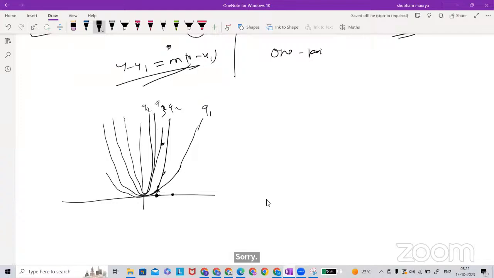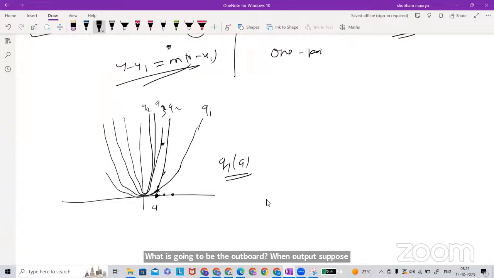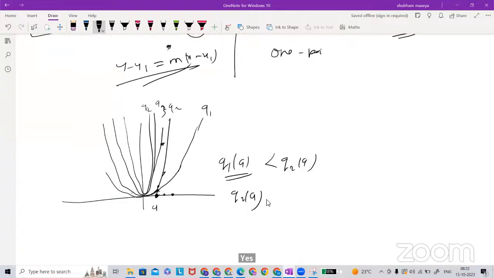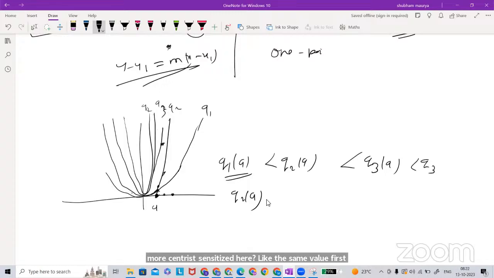What are you saying? I cannot understand that. I'm saying, suppose you are taking the point here, what is going to be the output? Suppose this is A. So what is going to be Q1(A), right? Yes, sir. And now if you calculate Q2(A), then Q2 surely will be greater, right? Because it is more curved. Yes, sir. And if you calculate Q3, it is going to be more than that. So who is the most sensitive here? If you substitute the same value, it still affects the curve more. Q4. So Q4 is the most sensitive here.